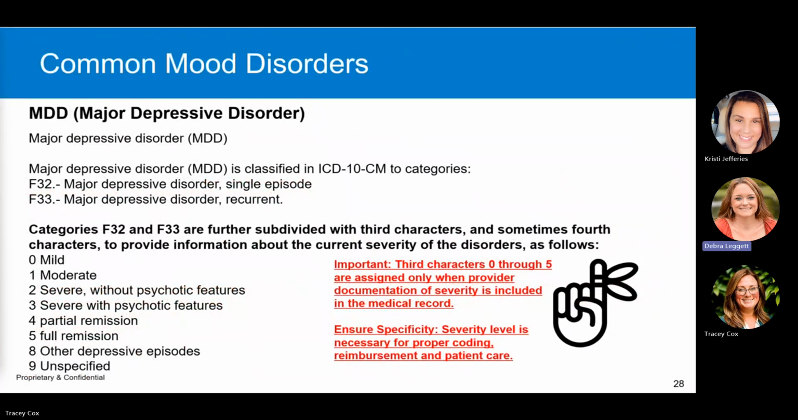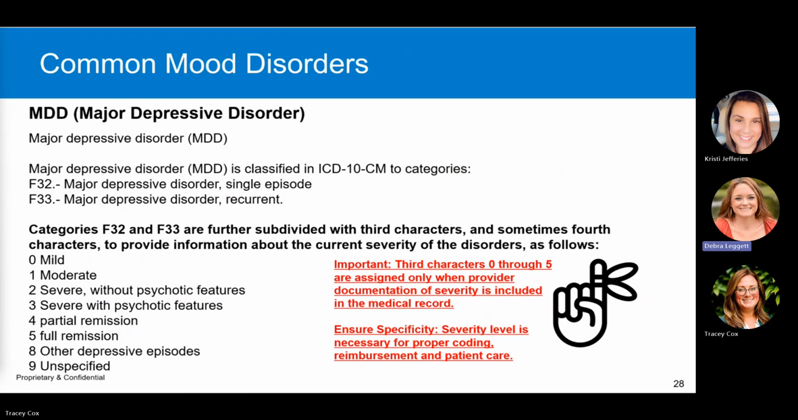Let's drill down a bit further with the severity of the condition. Once we've decided whether or not the documentation supports F32 or F33, then we need to decide the severity. Categories F32 and F33 are further subdivided with third characters and sometimes fourth characters to provide information about the current severity of the disorders. On the slide, let's take F32.0, and that is major depressive disorder, single episode, mild. Apply that nomenclature to the rest of the severity categories. 1 is moderate, 2 is severe without psychotic features, 3 severe with psychotic features, 4 partial remission, 5 full remission, 8 other depressive episodes, and 9 unspecified.